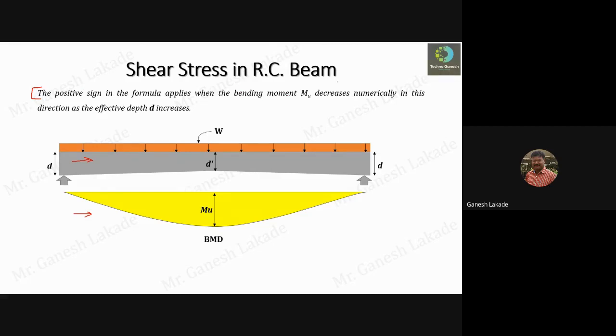when bending moment Mu decreases numerically in this direction as the effective depth d increases. म्हणजेच काय, बेंडिंग मोमेंट डिक्रीजेस ऍज डी इन्क्रीजेस. आता इथं बघा, तुम्ही इथून परत इकडे गेला, इथं डी कमी आहे, या एंडला डी सगळ्यात जास्त आहे, मॅक्सिमम आहे. And here bending moment Mu here it is maximum, here at this point is 0. So as you move in this direction the bending moment goes on reducing, but at the same time as you move in this direction the depth goes on increasing. Same thing happens here in this direction.